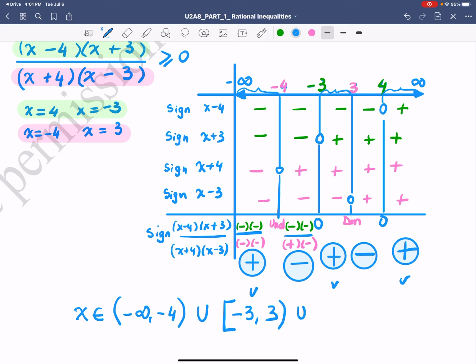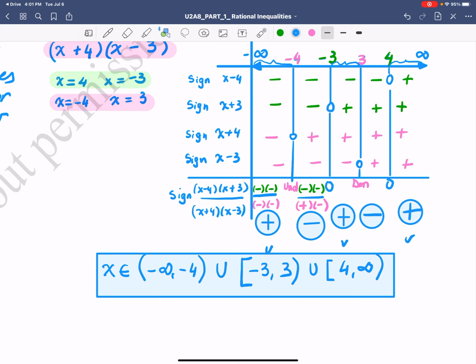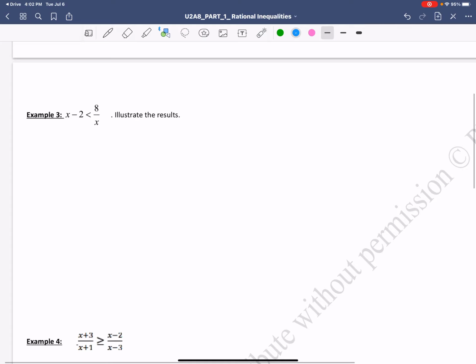And the last interval will be the one from 4 to infinity. 4 can be included because it makes the rational expression 0. So we're going to say that's 4, comma, infinity. Remember, infinity always has round brackets. And there we go. This is the solution to the second inequality for today. Rational inequality, not just any inequality. All right, so let's move on to another example.